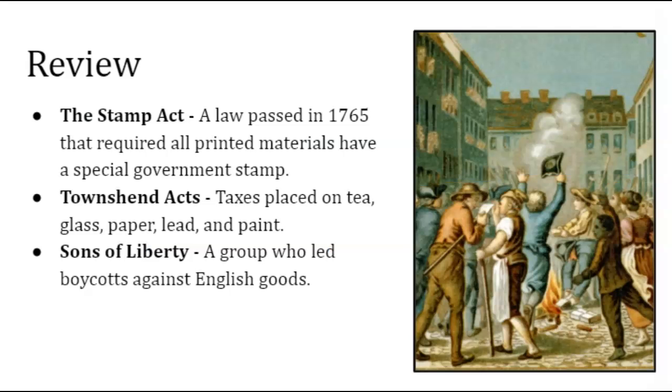Just a quick review before we end the video. The Stamp Act was a law passed in 1765 that required all printed materials have a special government stamp. The Townshend Acts were taxes placed on tea, glass, paper, lead, and paint. And the Sons of Liberty was a group who led boycotts against English goods.